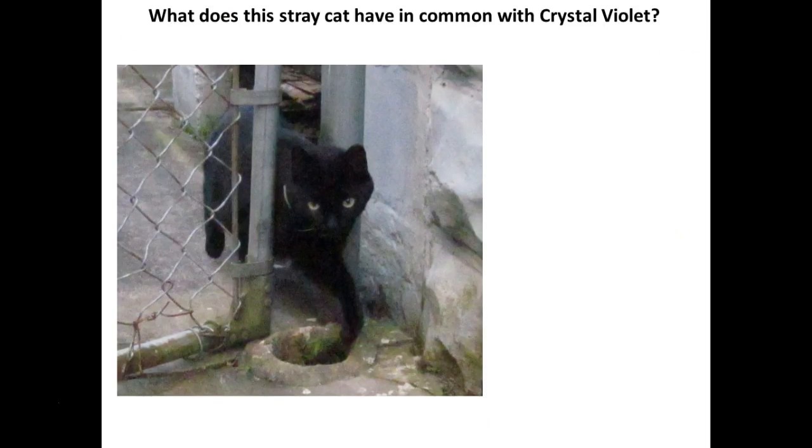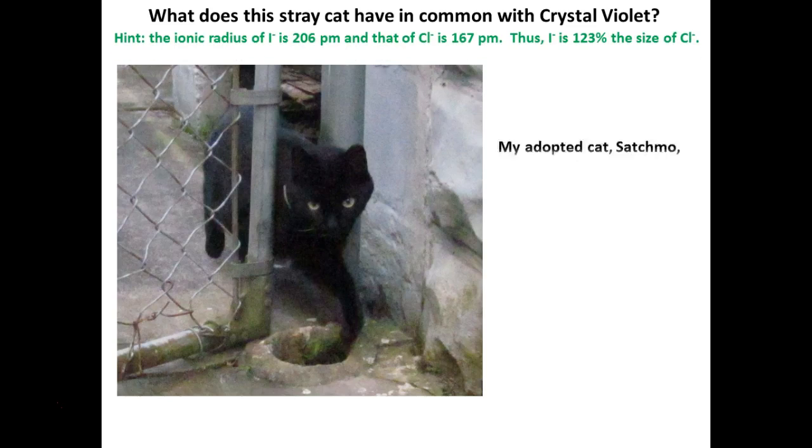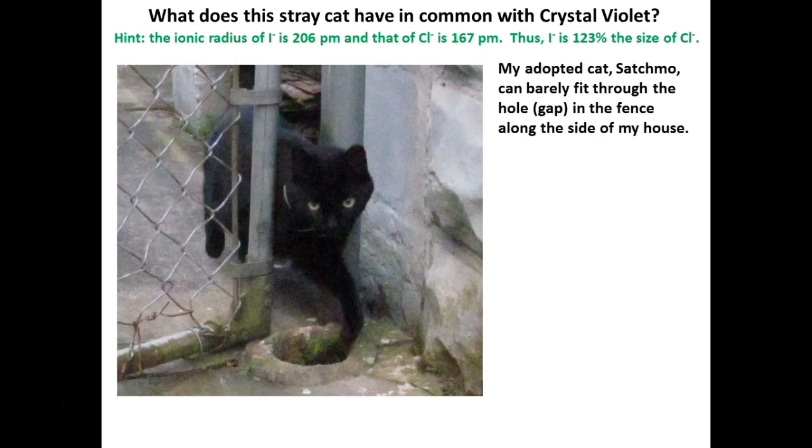So I love this kitty. This is one of the instructors who teaches this class. His cat was a stray that adopted him. You know how that works. So this is Sachimo, and he squeezes between the fence and the gate there. And after he eats, he can't leave. Why not? He's too fat. Just that little bit of food in his stomach, he can't squeeze through anymore, right?